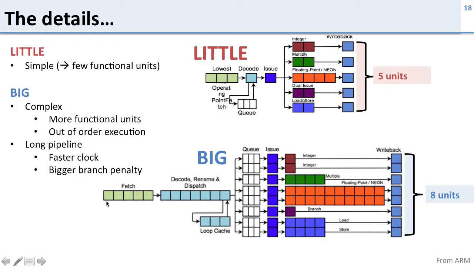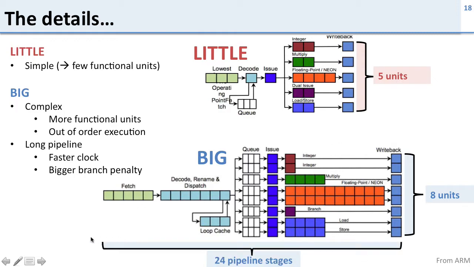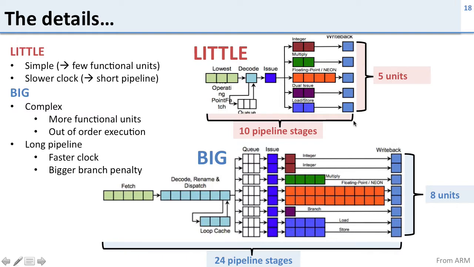You also look at these and you'll see they have different lengths. So the big processor is really long. It has 24 stages to compute the work, whereas the little processor is much shorter. It has 10 pipeline stages between starting and getting the work done.